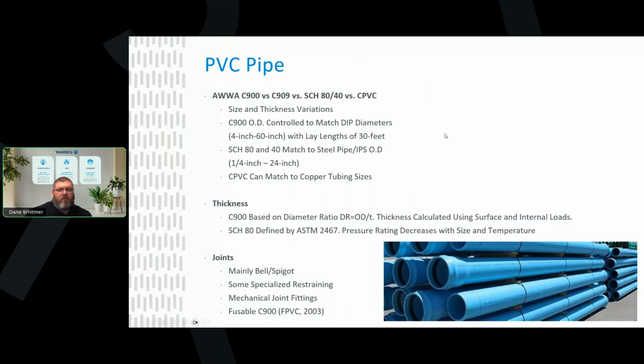Next type of product, the next standard in the industry is PVC pipe. There's a couple of different standards out there and different types of pipe to consider. For most distribution systems, you're going to see C900, and a newer version is C909. You may remember a C905 version of pipe out there.